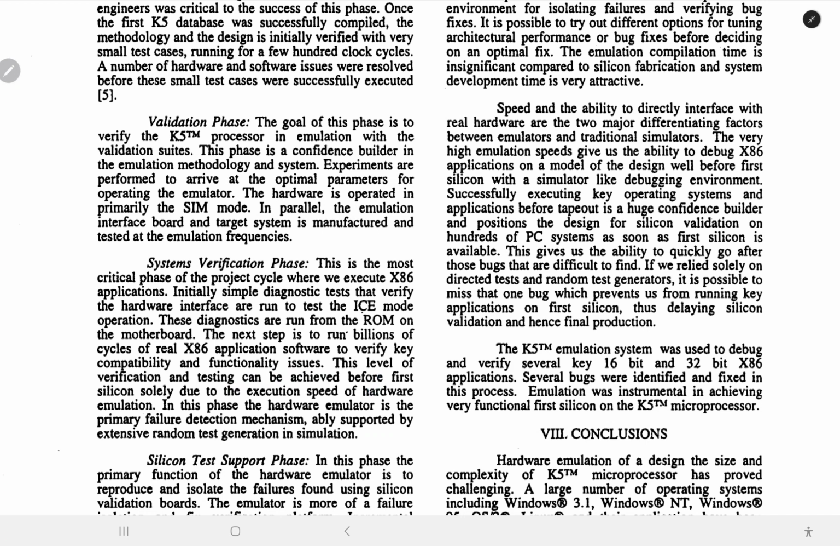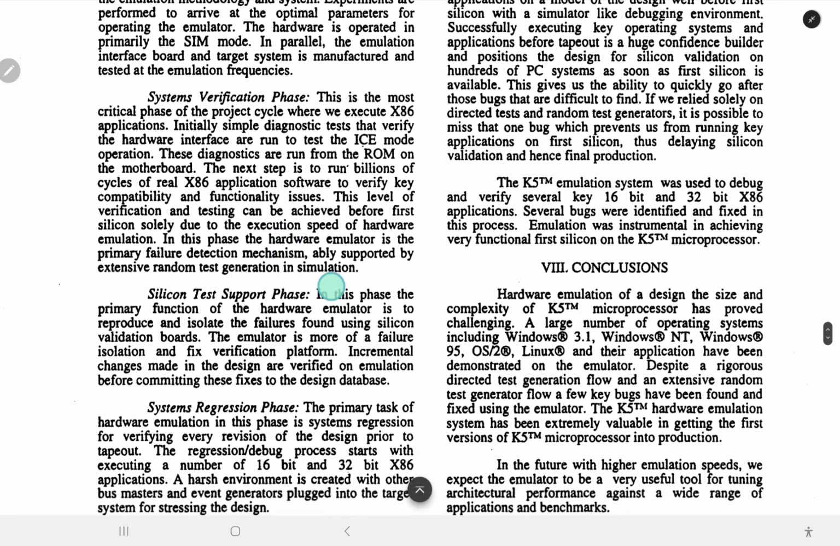issues. This level of verification and testing can be achieved before the first silicon solely due to the execution speed of the hardware emulation. In this phase, the hardware emulator is the primary failure detection mechanism, ably supported by extensive random test generation in simulation.